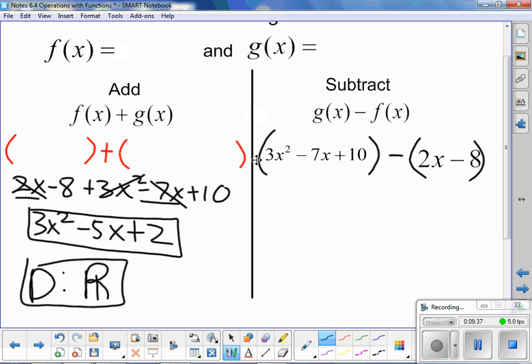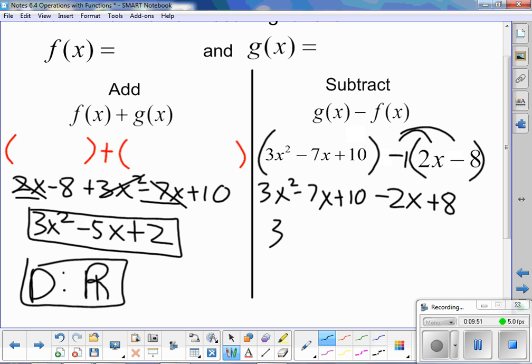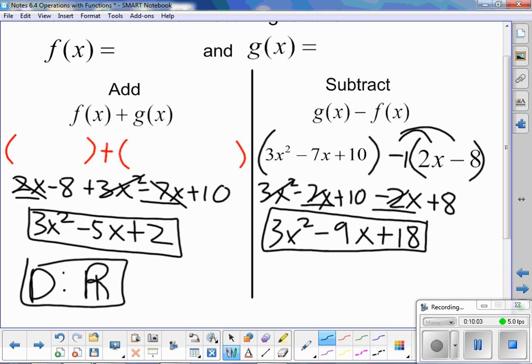So now this one's a little bit different because you have to be careful when you distribute. When you distribute the first one, it's just going to be 3x squared minus 7x plus a 10. The other one is a negative 1. So when you distribute the negative one, make sure you switch both the signs. So negative 2x and positive 8. Now you combine like terms. So 3x squared, that's gone. Negative 9x, and 10 plus 8 is an 18. That is your new function.